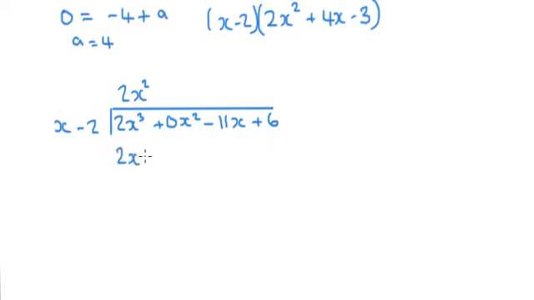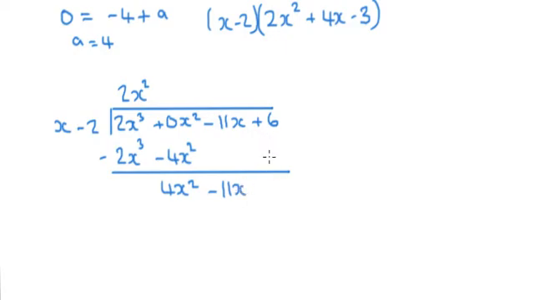So that's 2x cubed, and it's minus 4x squared. We take that away. 2x cubed minus 2x cubed is nothing. Nothing minus minus 4x squared is positive 4x squared. Minus 11x take away nothing is minus 11x. 6 take away nothing is 6. And then we do that again. We ask ourselves, what do we times x by to give us 4x squared? The answer is 4x.